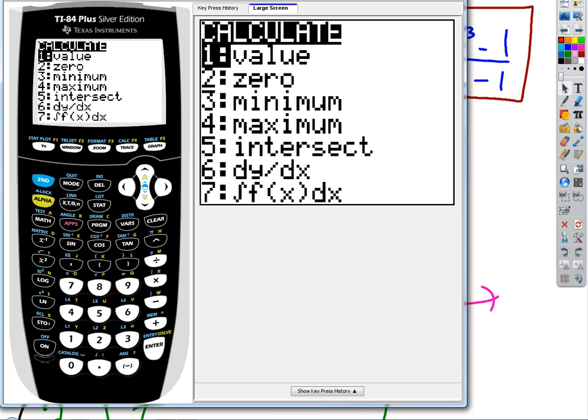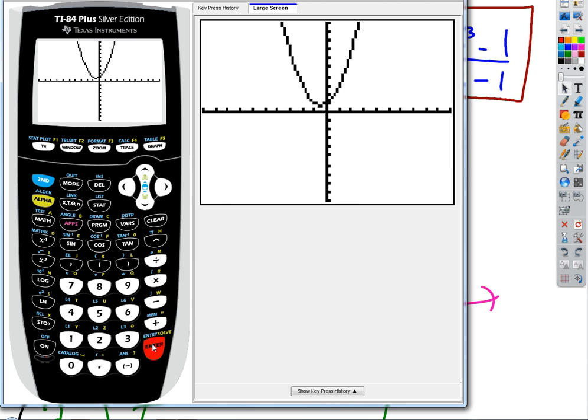So value, it's a pretty simple one, but a really handy ability with these graphs. If I go ahead and choose one, then it's going to prompt me for an x value. So if I want to find the value at x equals negative 2, I just type in x equals negative 2, hit enter, and look what it does. It puts the cursor right on that point, and it gives me the ordered pair. X is negative 2, y is 3. How about that? Okay, good stuff.